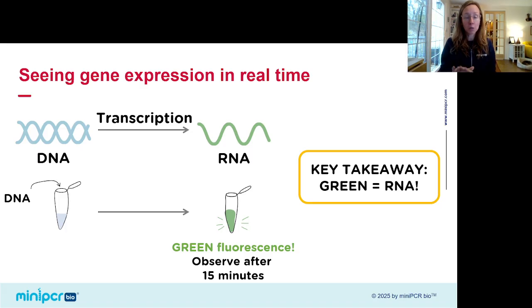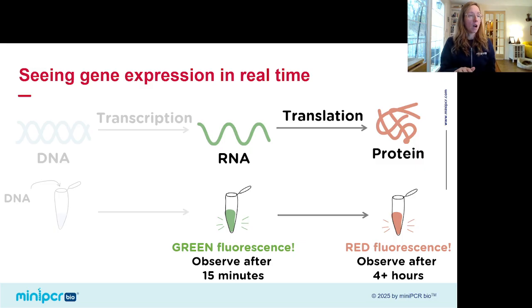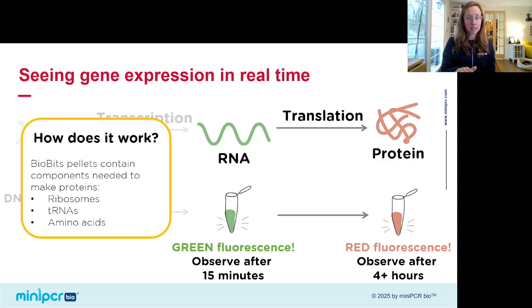Okay, after transcription comes translation. If we look at tube number 2, in about 4 hours, we should see red fluorescence. How is it that we are able to see red fluorescent protein? Well, BioBits pellets, again, contain the components cells use to make proteins. That includes ribosomes, tRNAs, and amino acids.